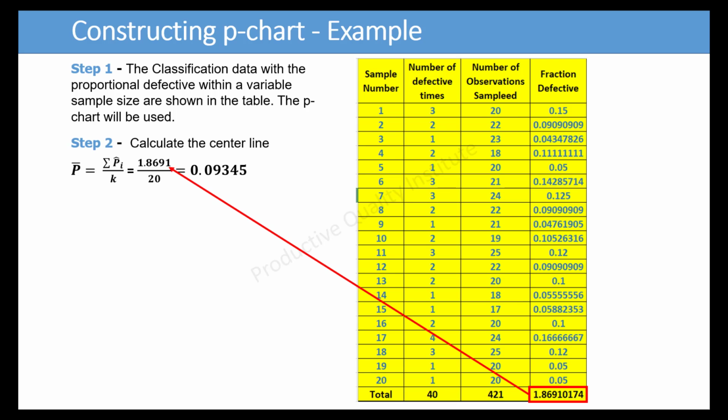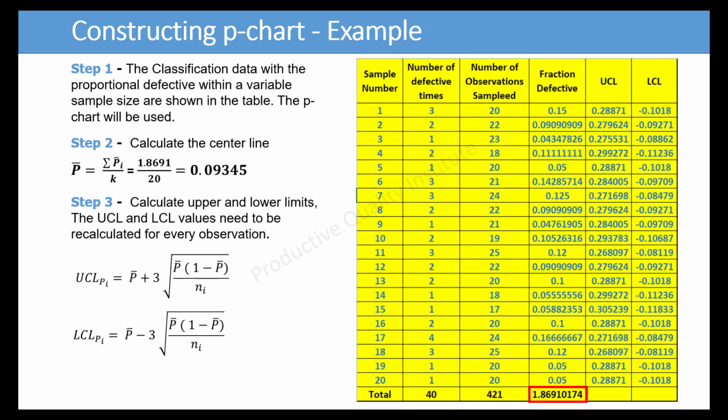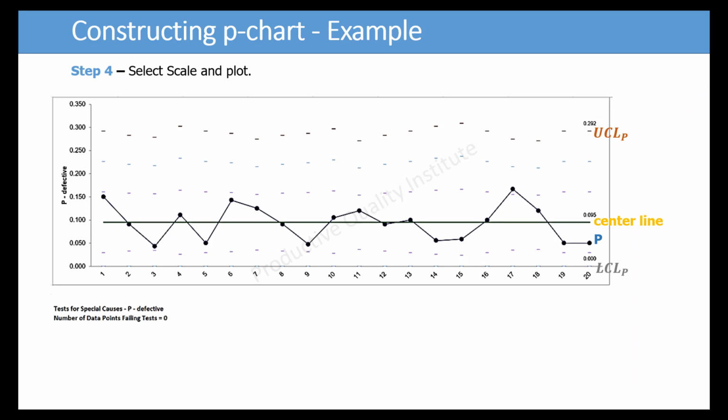Step 2. Calculate the center line, as shown. Step 3. Calculate upper and lower limits. The UCL and LCL values need to be recalculated for every observation, as shown in the two equations. We will replace all the minus numbers in the LCL with zeros. Step 4. Select Scale and Plot, and check for special causes of variation.